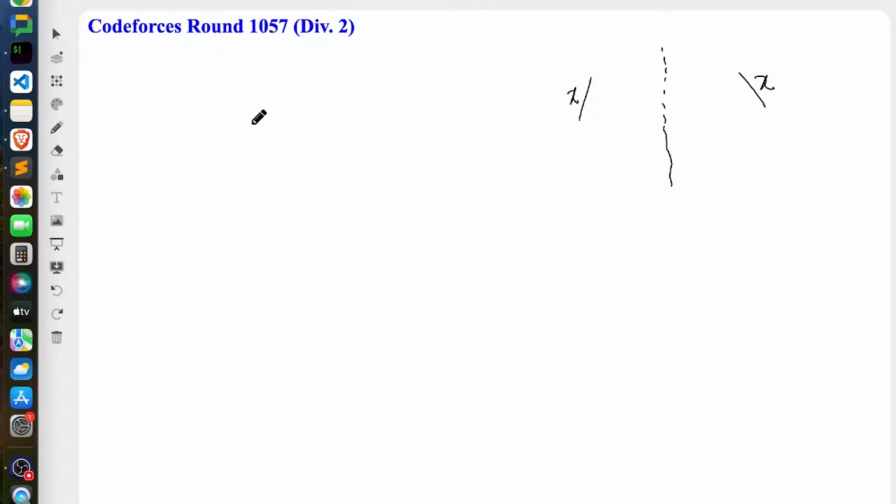So what we will do here first: we are given n number of edges, right? First we will find all the pairs of edges having the same weights, the same length. We plan to have one of them on the left side and one of them on the right side, right?